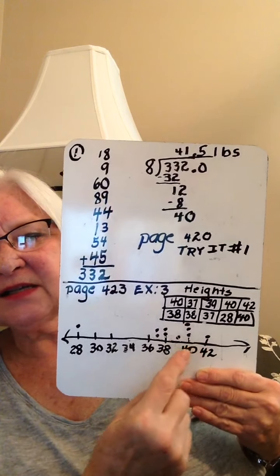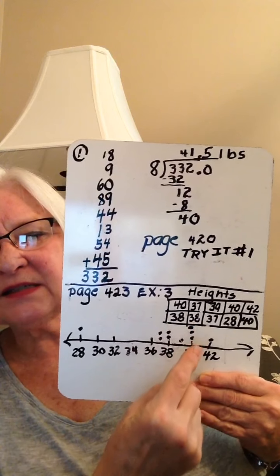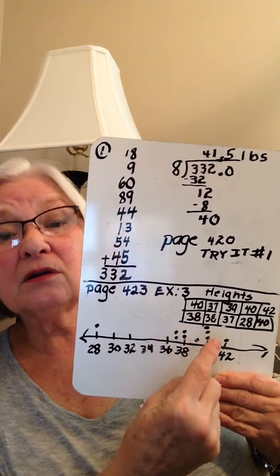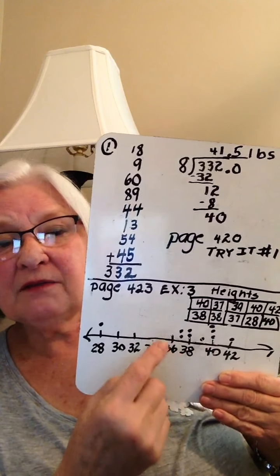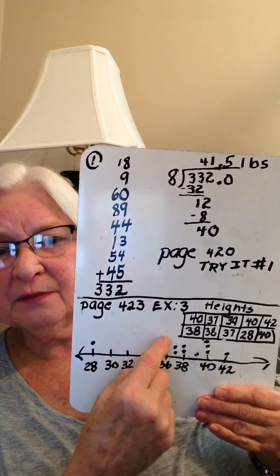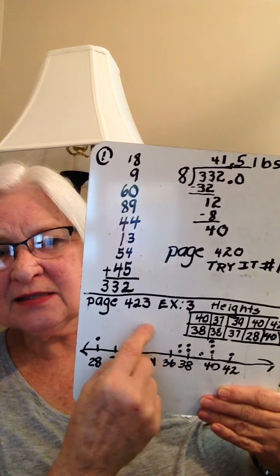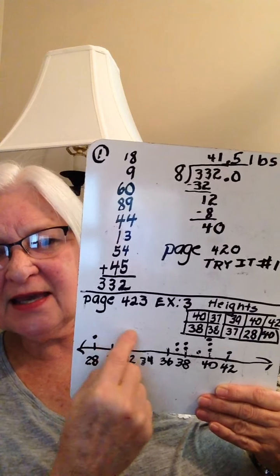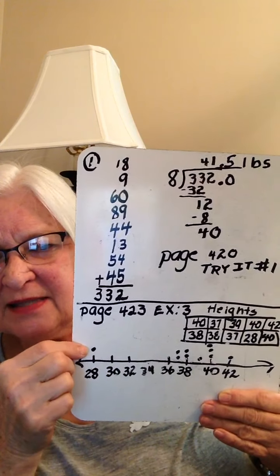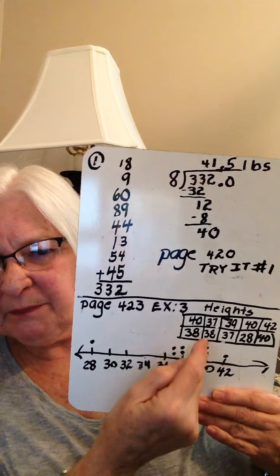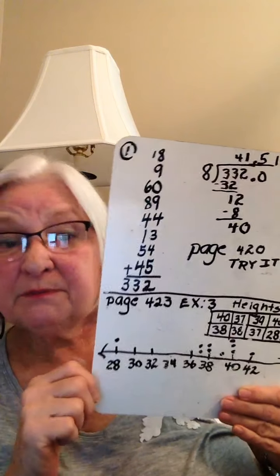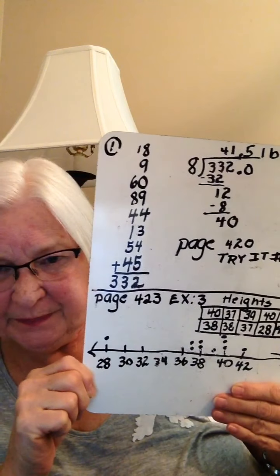Right here is a cluster. We call this a cluster. That means there are a lot of them in this area. And there's a big old gap between these dots and this dot. That's a gap. And that makes that an outlier. The tallest one is a peak. Peak just means the tallest point.